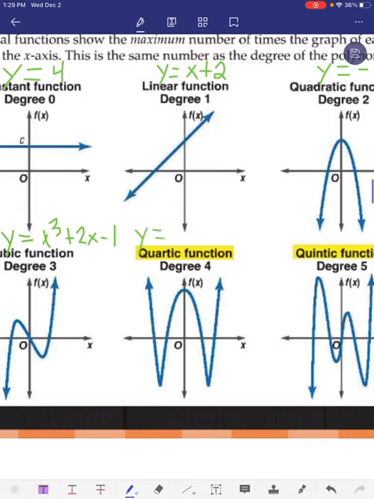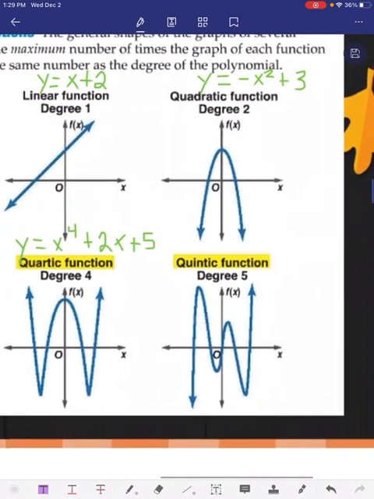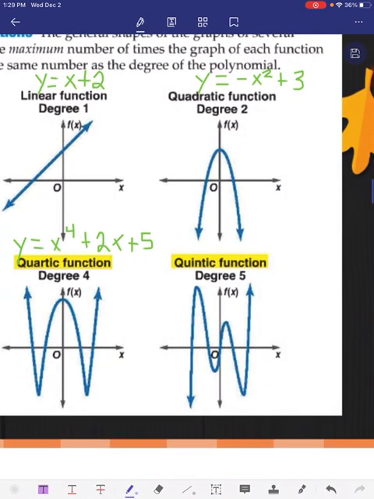A quartic function is going to be something that is a 4th degree. So it can cross it 4 times, and then likewise, we have something that is to the 5th. Okay. So again, the maximum number of times that an equation can cross the x-axis is whatever the degree is.